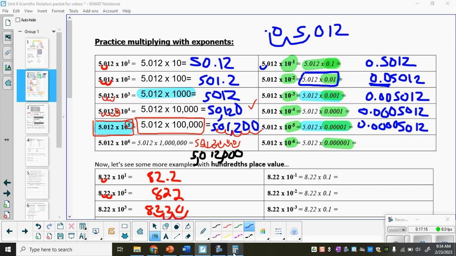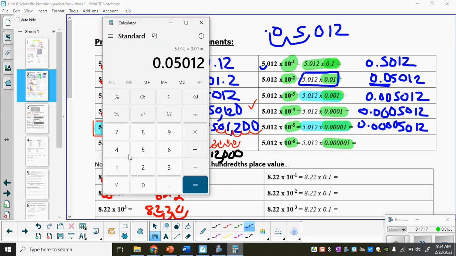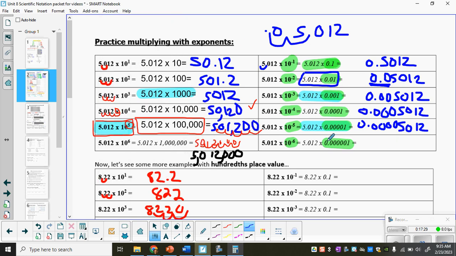And if you don't believe me, we can be super annoying and check it in the calculator. So 5.012 times 1/1000th. And there it is. Okay. So for the last one here, that 5.012 times 10 to the negative 6, here's the 1, 2, 3, 4, 5, 6 zeros, and then our number.